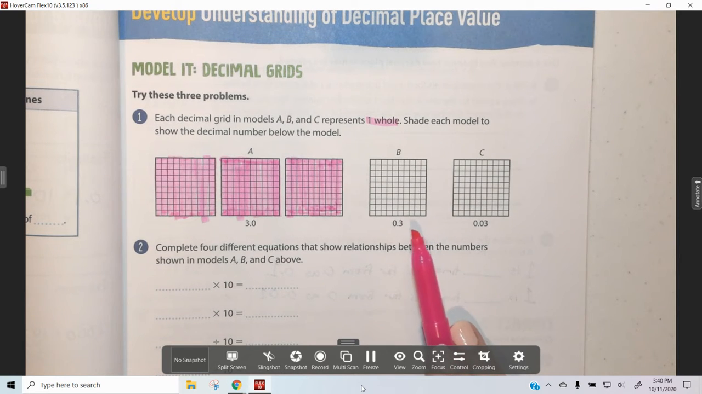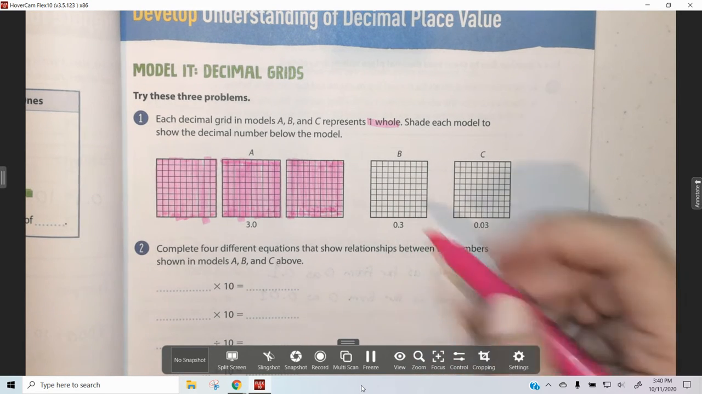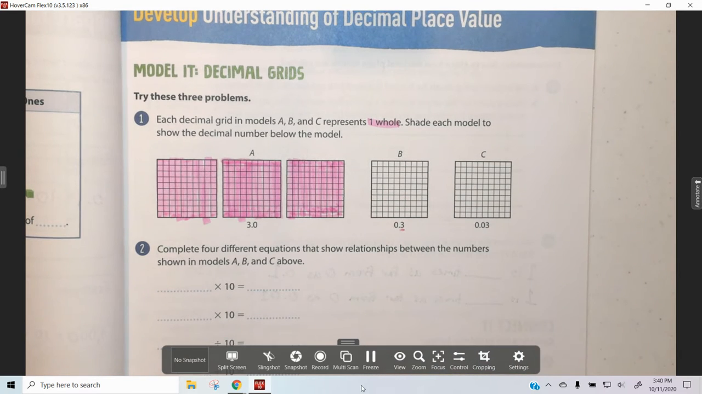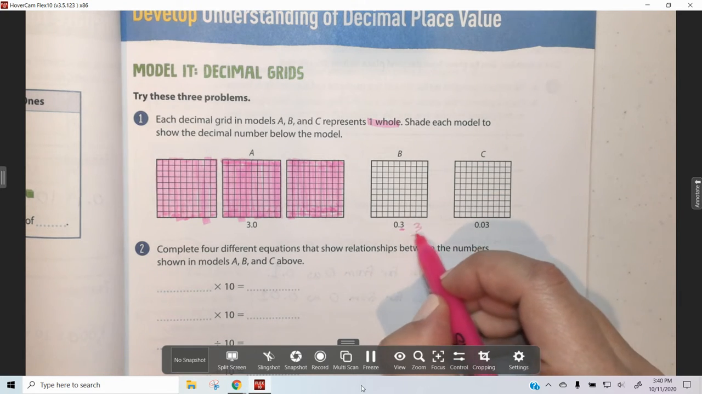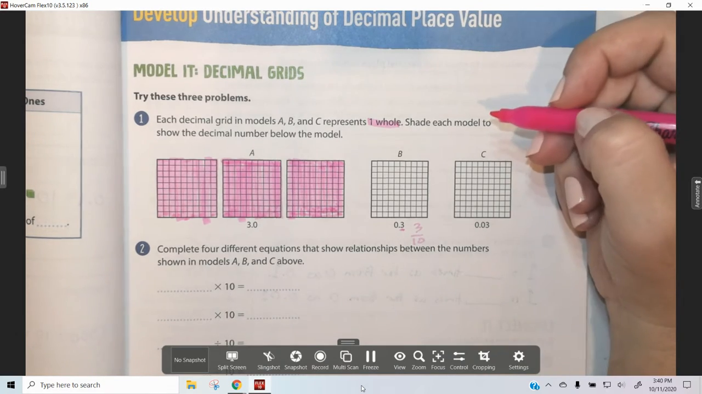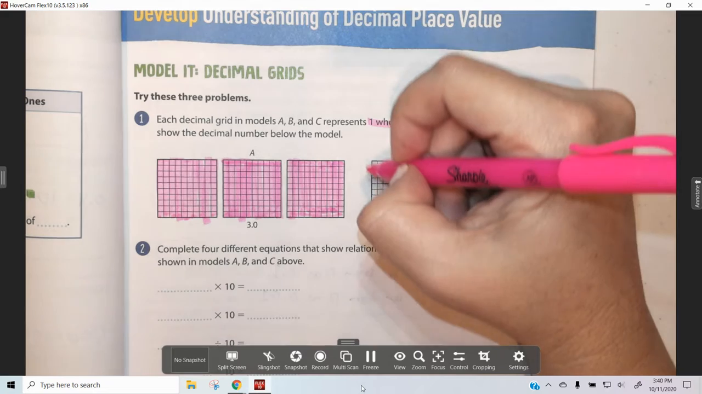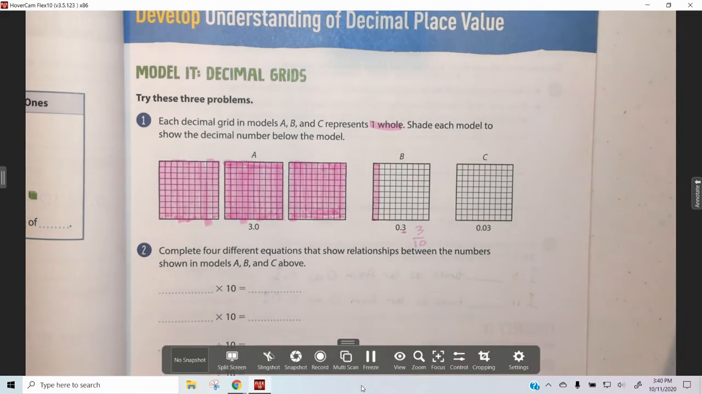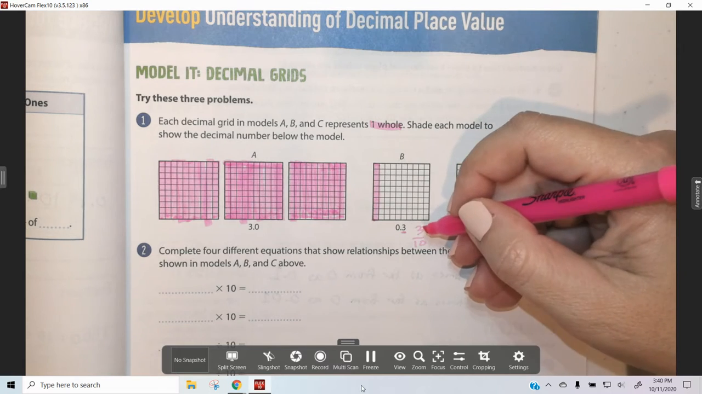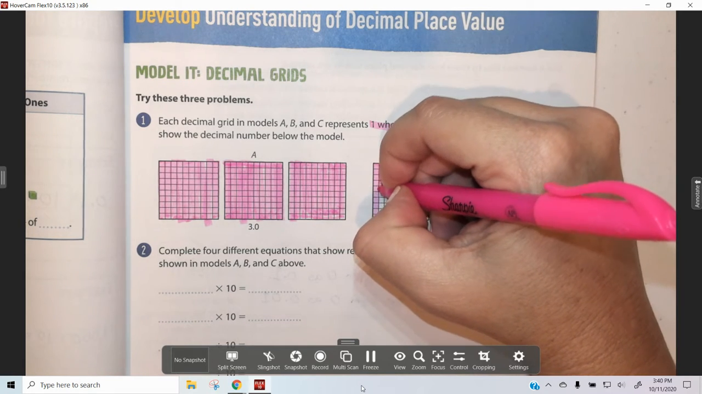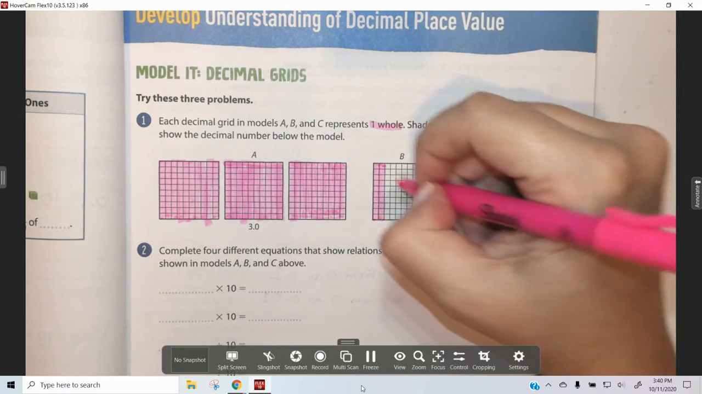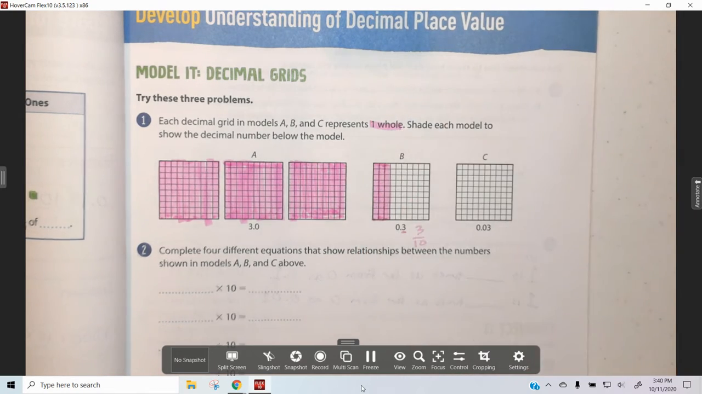Okay, next we're going to shade in what the value of this 3 is. Now, this 3 is to the right of the decimal, which means that it is not a complete whole. It is a part of a whole. And in this case, it is showing us 3/10. So we're going to shade in 3/10. We know that 1 whole stick is equivalent to 1/10, so we need to shade in 3 of those. So here we've shaded in 3/10.